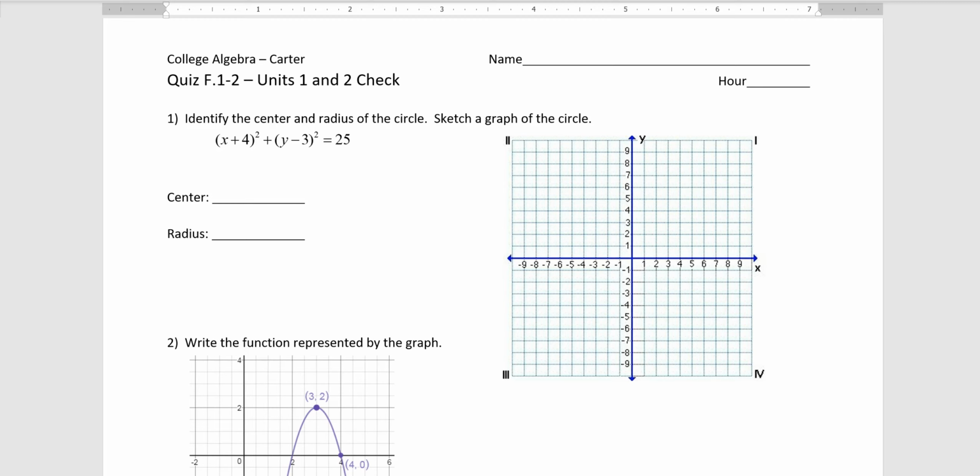This video we are going to go over the quiz F.1-2, which is the quiz over units 1 and 2 before our final. It aligns with problems numbers 1 through 12 on the review I posted on Teams. Ideally, I want you to go through this video after you've already tried this quiz on your own to check your work. So with that being said, if you haven't completed the quiz, go ahead and pause the video, do that first. If you have, then let's get started.